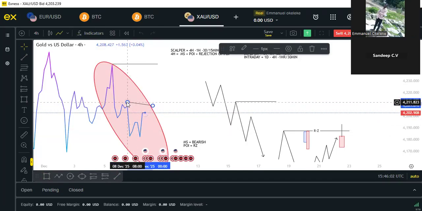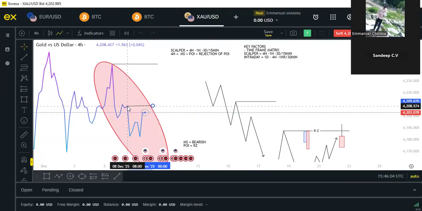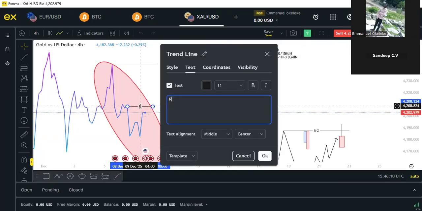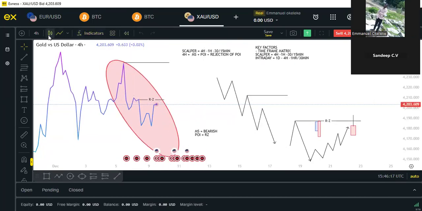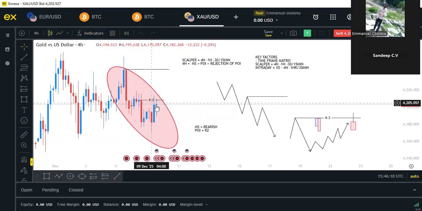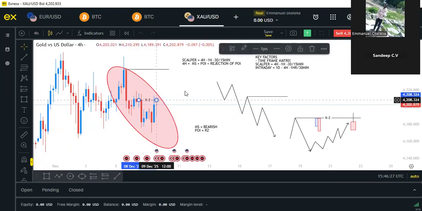If we are to consider this zone over here, this zone here, this is our rejection, our resistance zone. If we change to the candlestick pattern, it was rejected. So we have a rejection. The body of the candle closed below the zone. I don't know if you are seeing it clearly.